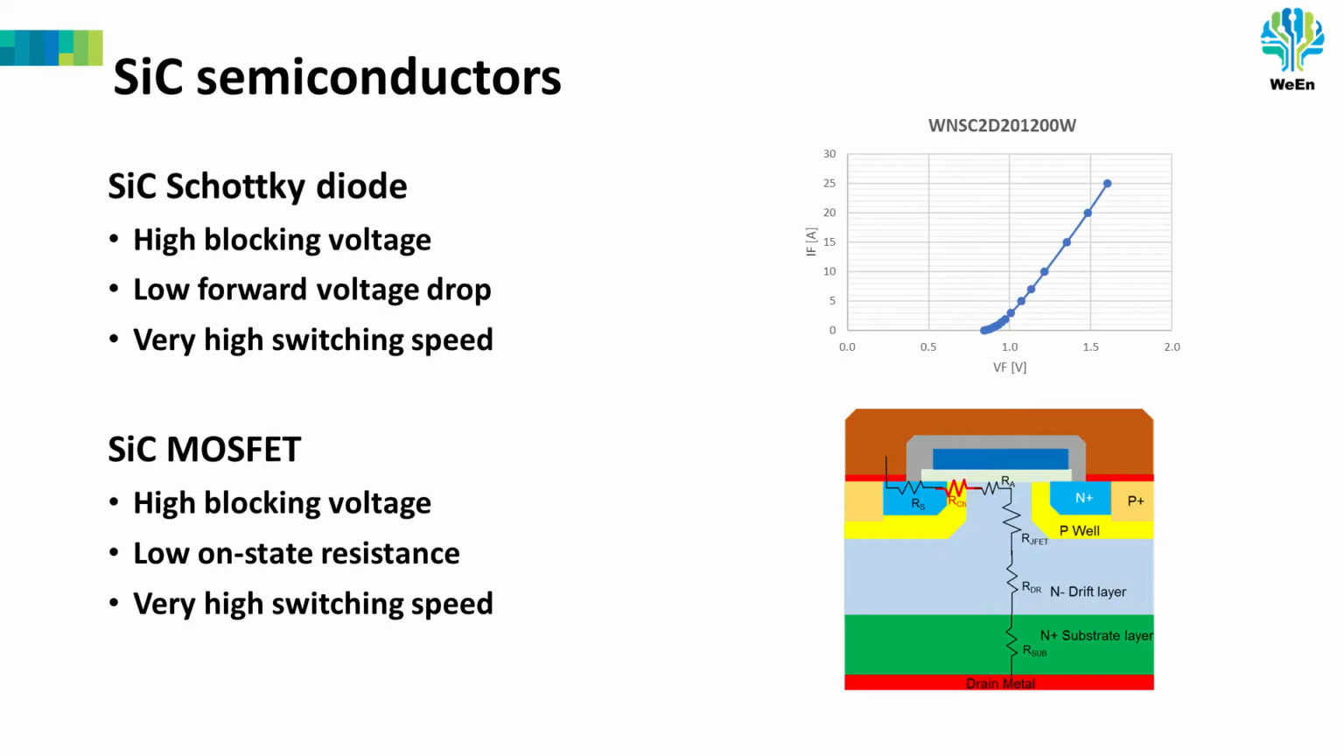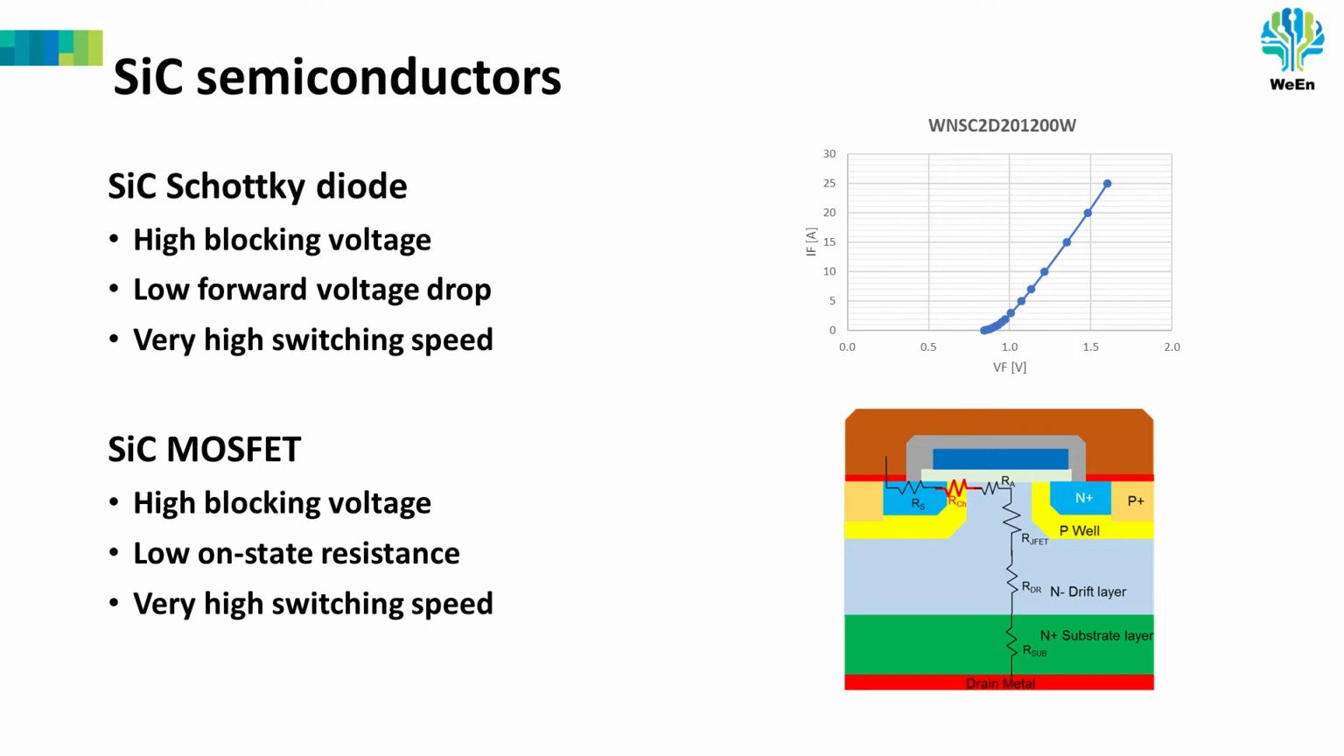Now let's have a look at the semiconductors, the silicon carbide diodes and MOSFETs. Important for the silicon carbide Schottky diode is a high blocking voltage, a low forward voltage drop, and a very high switching speed. The material silicon carbide inherently is always very good for high blocking voltage and very high switching speed. On the right, we see a graph of forward current as a function of voltage drop for one of the latest 1200 volt WeEn Semiconductors silicon carbide diodes.